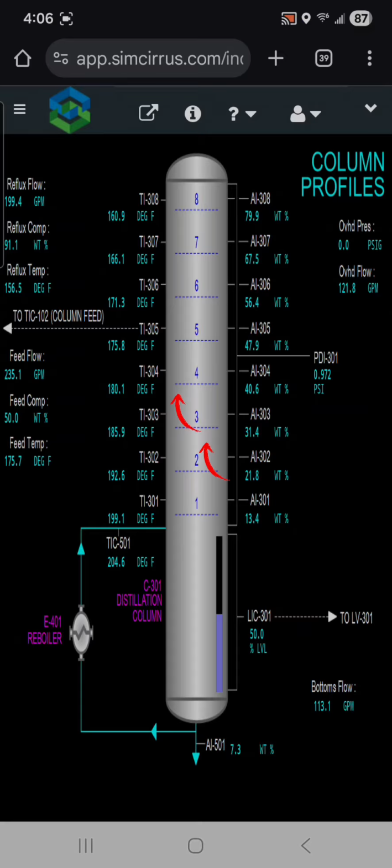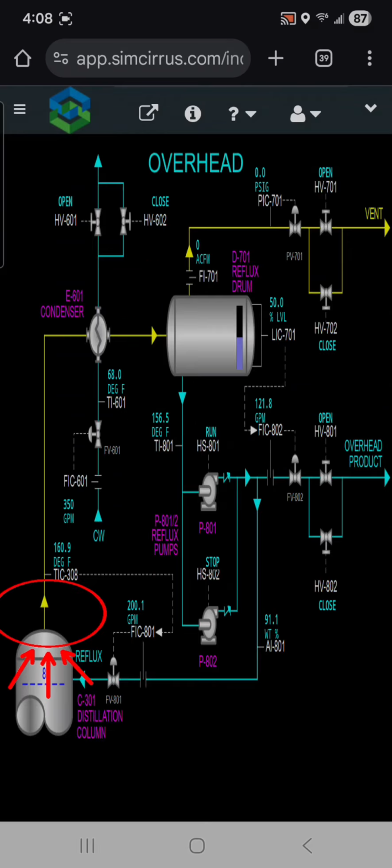They will travel up each tray until they reach a tray that is cool enough to turn them into liquids, aka condense them. The vapors that make it to the top of the column without condensing become the overhead. The overhead goes to a heat exchanger that cools it enough to condense it. This is referred to as the overhead condenser or the reflux condenser. The liquid overhead then goes to the reflux drum, and from there it becomes the overhead product.